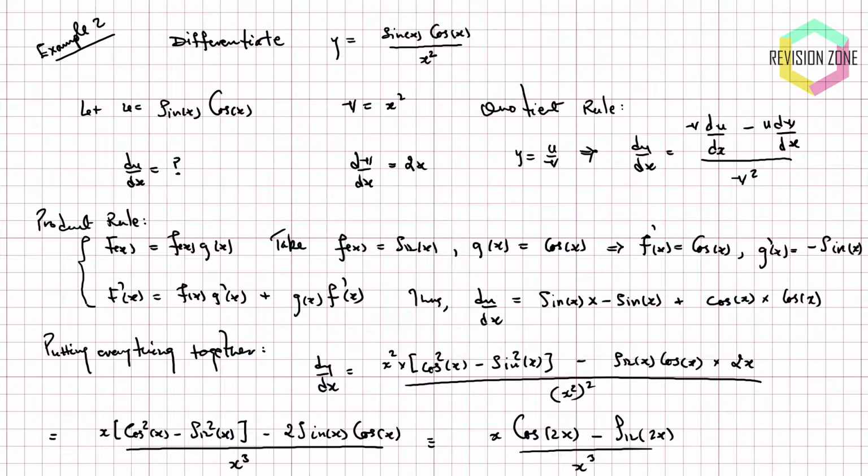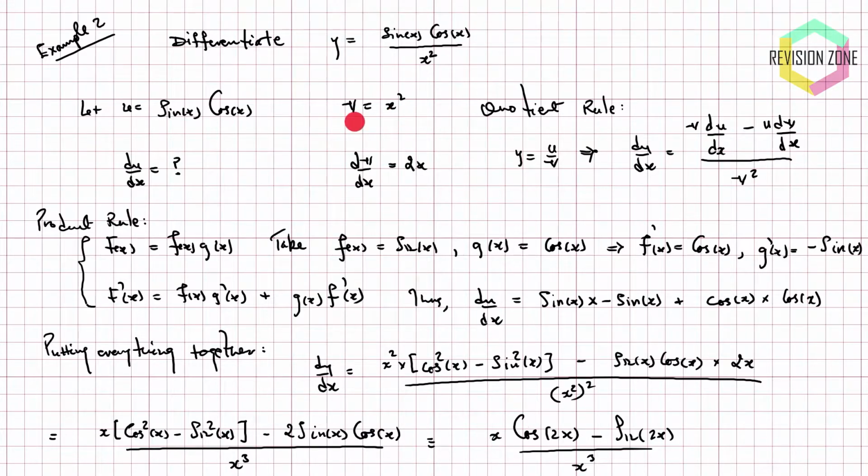Before I jump into describing the solution, I would just point out that in the interest of convenience, I've not written out the fact that x can't be 0 here. We should always be careful whenever we write down quotients to make sure the denominator is not going to be 0. So let's get started. Since we've got something of the form u over v, we take our u to be sine x cos x, and we take our v to be x squared.